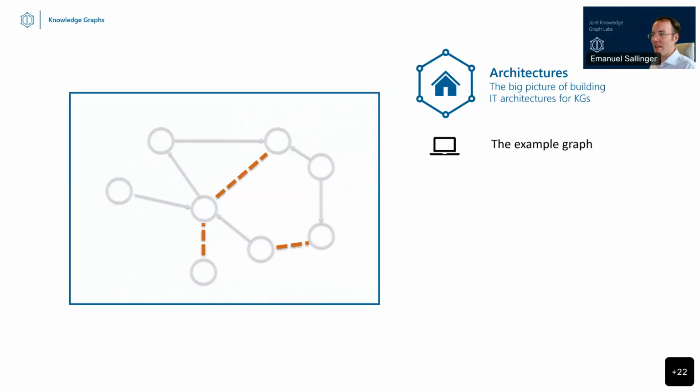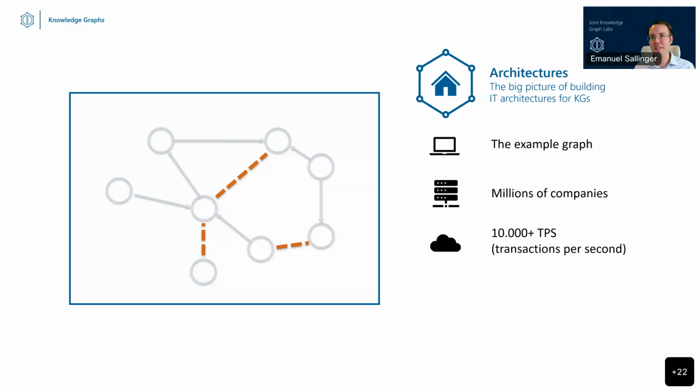Because for this example graph with, what, 7 or 8 nodes and no less than 10 edges, well, probably anything will go. But if you're looking at the knowledge graph that we talked about before, well, we talked about anti-money laundering. What is it? There are millions of companies. If you go to transaction level data, we're talking about 10,000 plus transactions per second in typical transaction networks. So this will make a huge difference in terms of the extensions that we need from both our languages and systems to make that work.